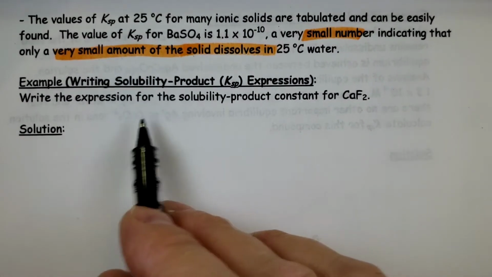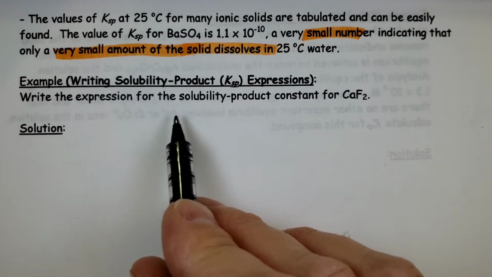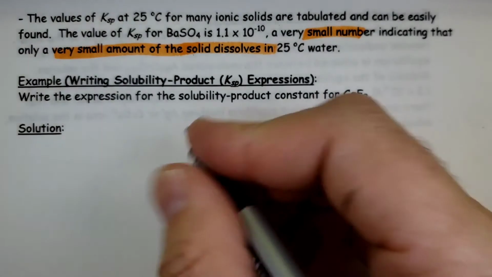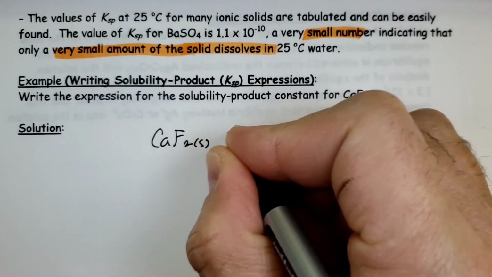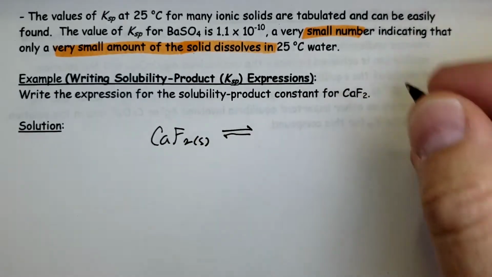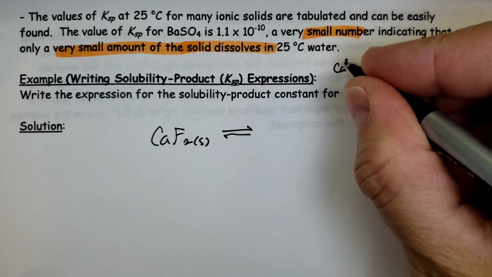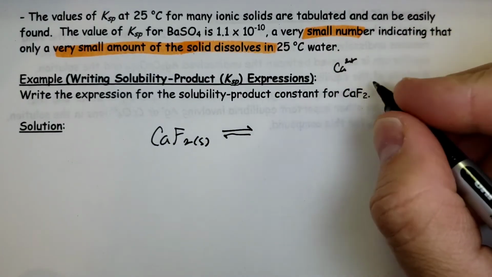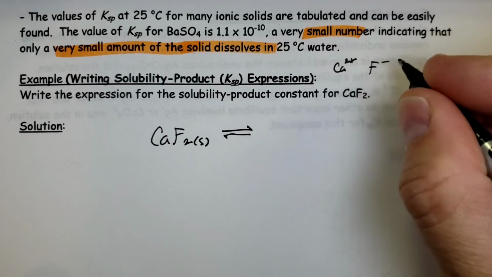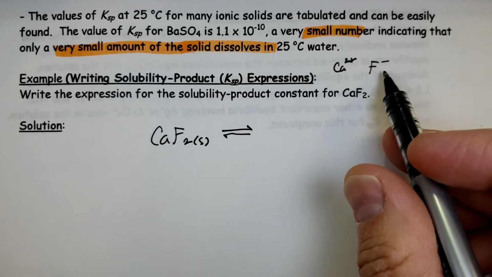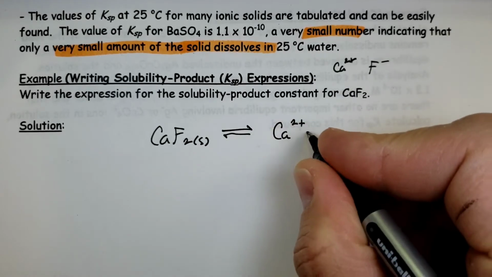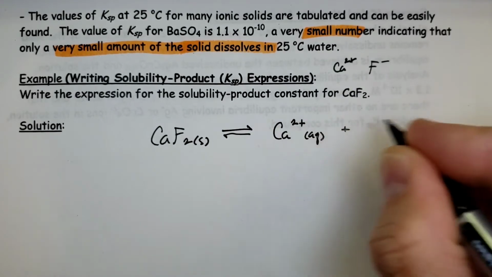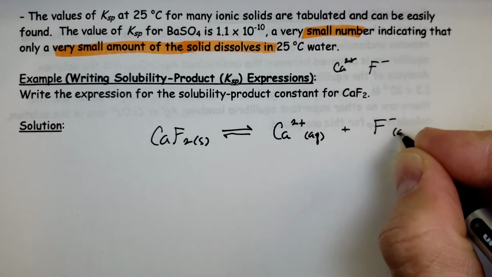All right, let's look at this example. Write the expression for the solubility product constant of calcium fluoride. So calcium fluoride, we would show that being dissolved in water. Now, of course, calcium, in your periodic table booklet, is 2+. Fluoride, of course, is a halogen, F minus. So calcium fluoride breaks down to calcium ions floating around in solution and fluoride ions floating around in solution.